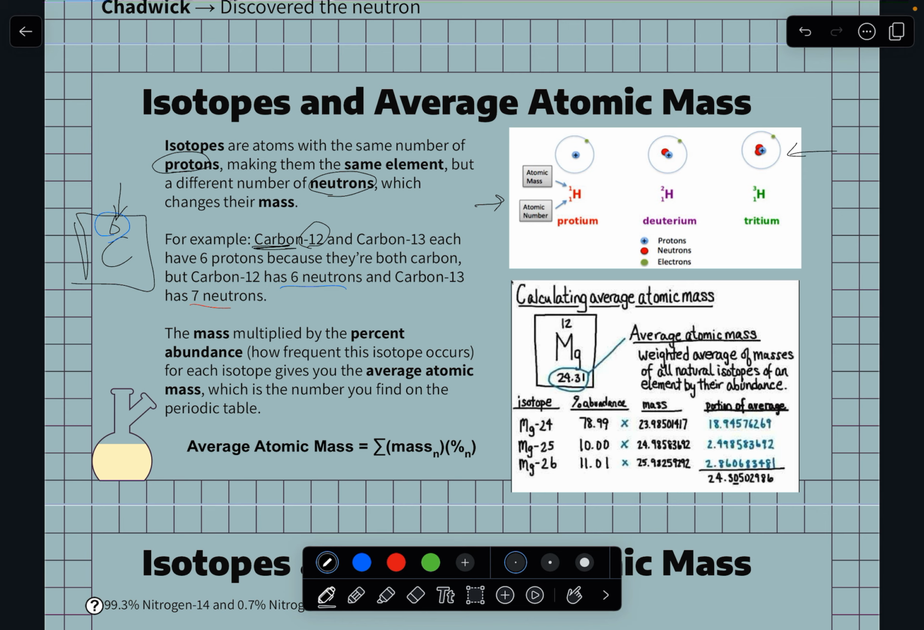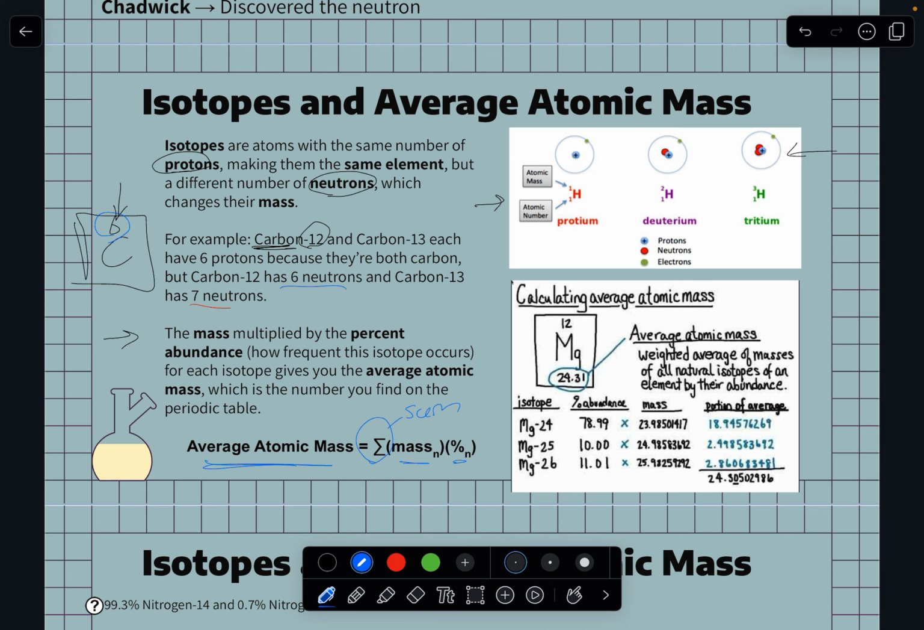Okay, when we're talking about average atomic mass, we calculate this by doing the mass multiplied by the percent abundance. The percent abundance is how frequently this isotope occurs. We're going to do this for each isotope that we have. The average atomic mass here at the bottom is the sum. That symbol is the sum, so you're going to add them up: the mass times the percent. And when we do percent, we want to change that to a decimal. The reason we do this is because isotopes aren't even. They come at different frequencies.